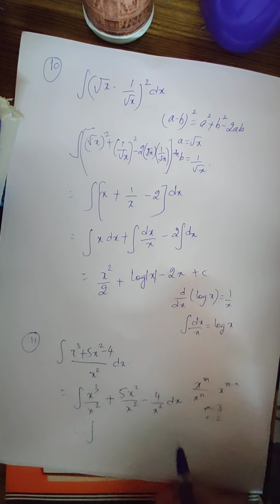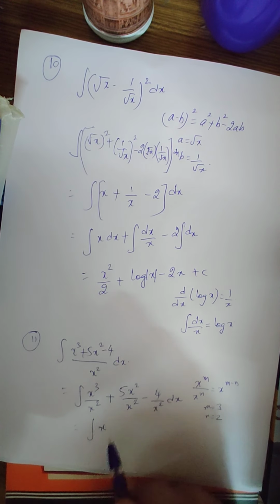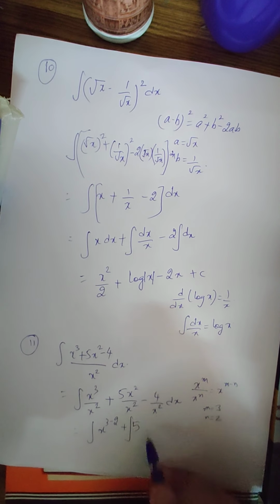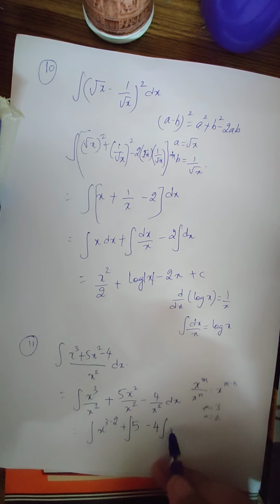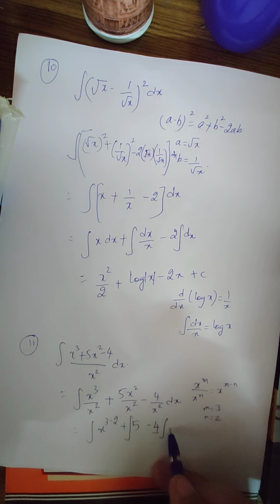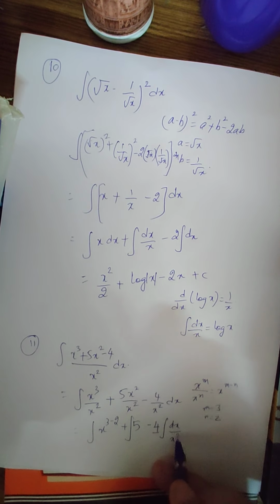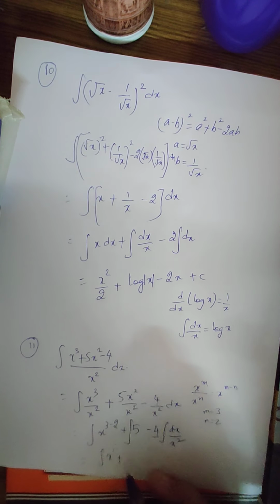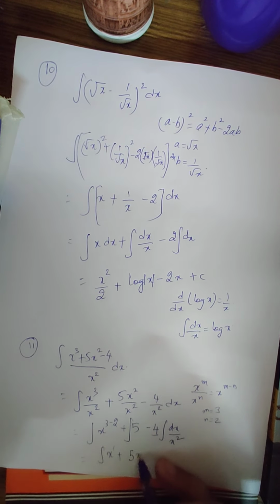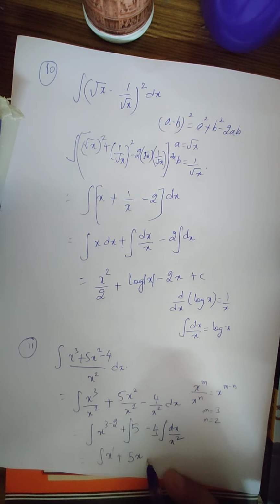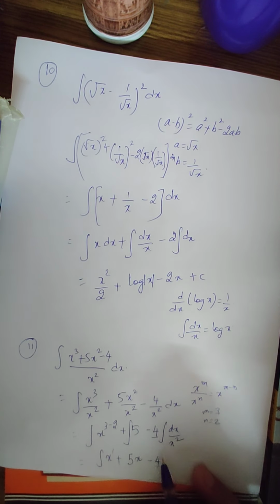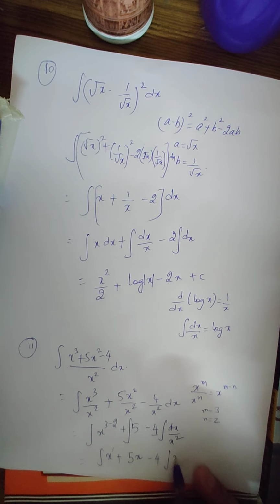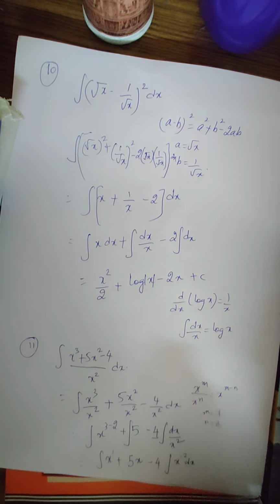So this will be integration of x power 3 minus 2 plus x square cancel plus 5 minus 4 dx by x square. So this will be integration of x power 1 plus integration of 5 is 5 into x, so integration of 1 actually, minus 4. This one is integration of dx by x square, so I can write this as integration of x power minus 2 dx.